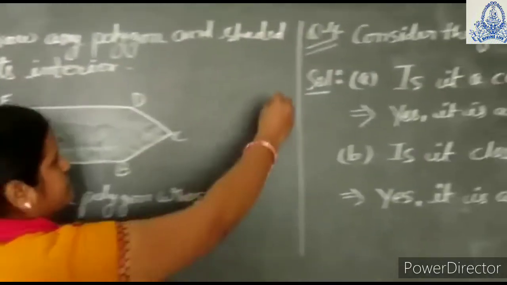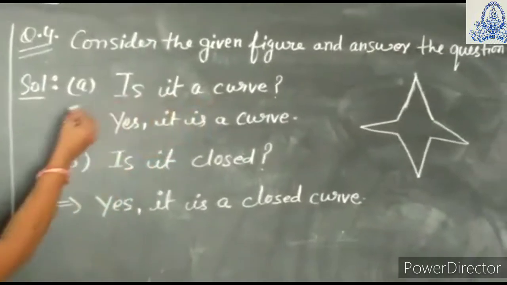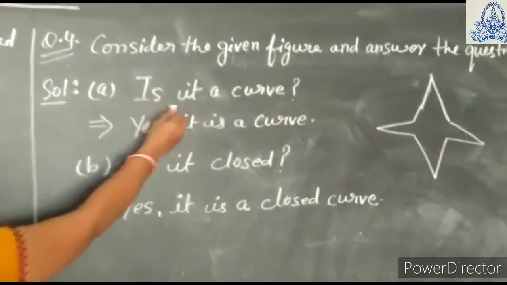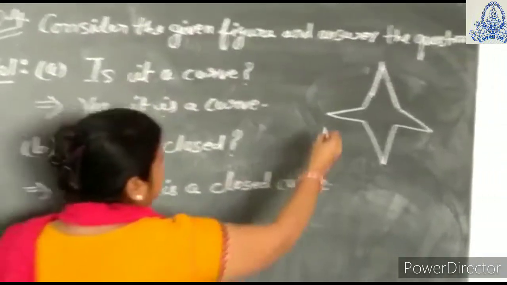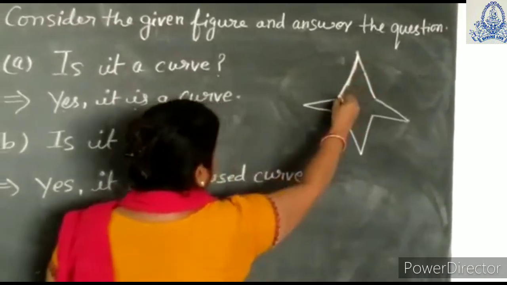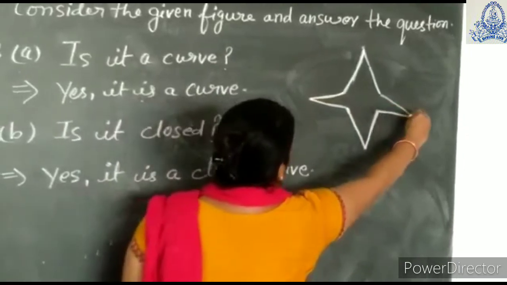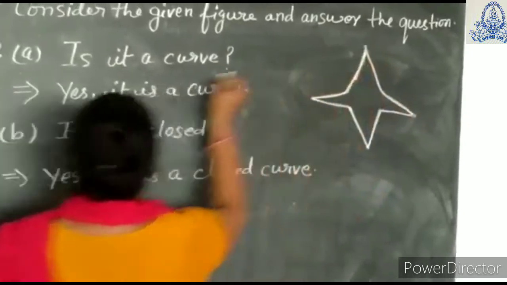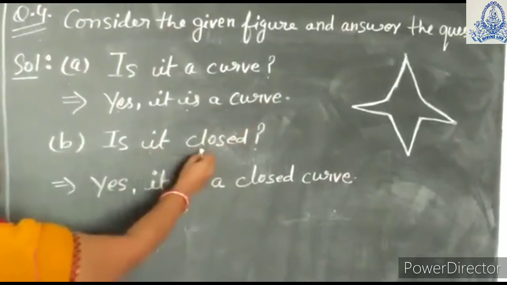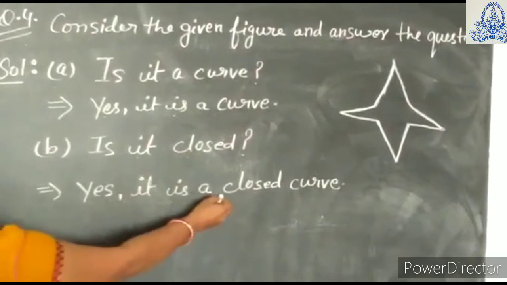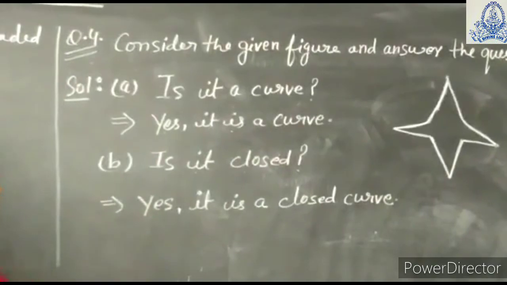Now continue question number 4. Consider the given figure and answer the questions. Number A. Is it a curve? Yes, it is a curve because this figure is made without lifting the chalk or pencil. So we can say yes, it is a curve. Number B. Is it closed? Yes, it is a closed curve because both ending points are joined.